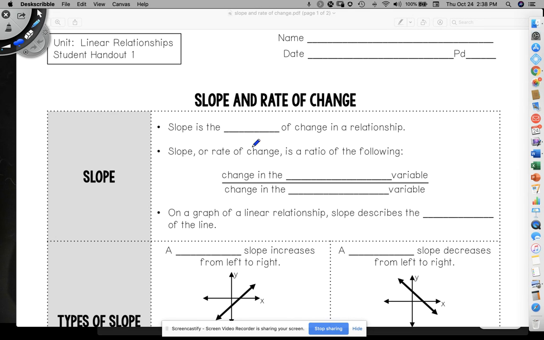So slope is the rate of change in a relationship. So the greater the change, the greater the slope. If there's not much of a change, then the slope will be a small number. So how do we find out what the slope is? We are looking at the change in the dependent versus, or divided by, the change in the independent.